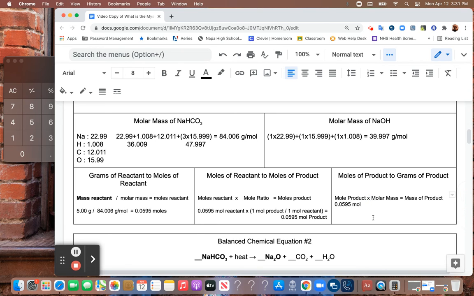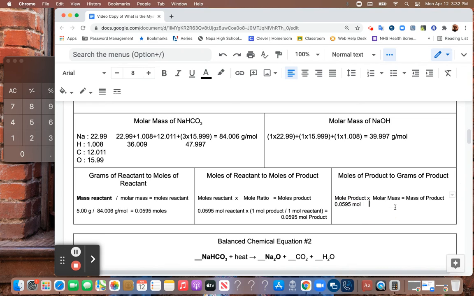I multiply. The thing that I'm starting with is the thing that goes first. Molar mass is always second. Molar mass is always second. Molar mass is always the second thing. So why do I multiply?